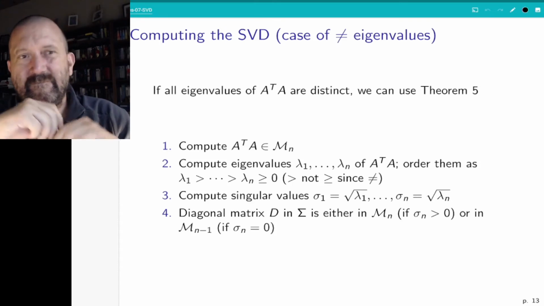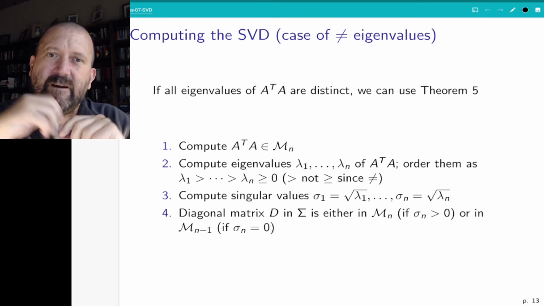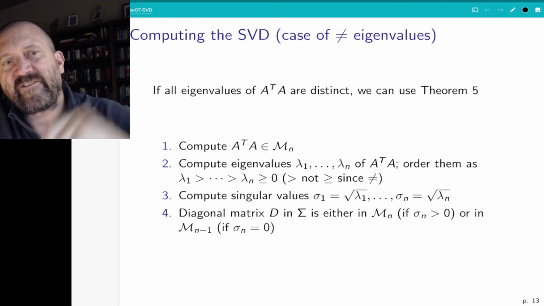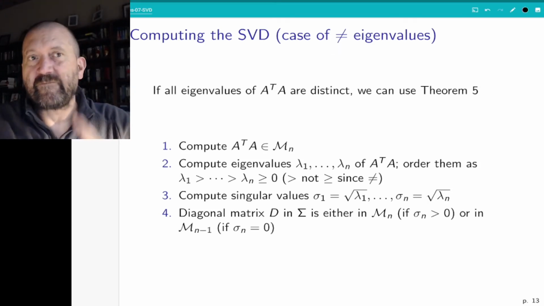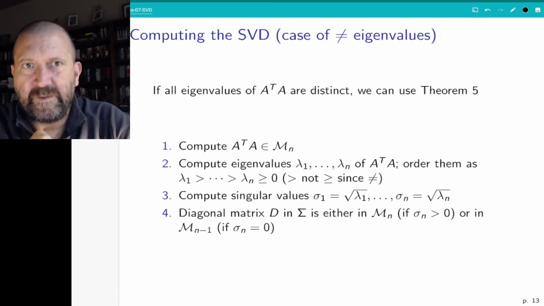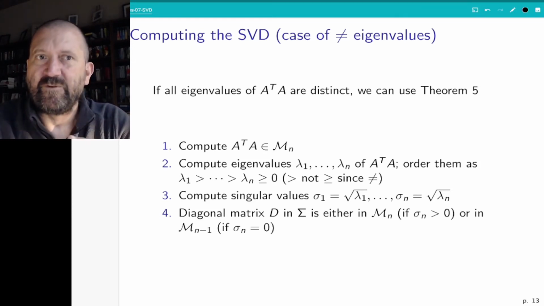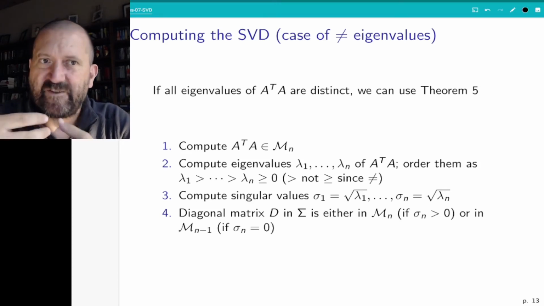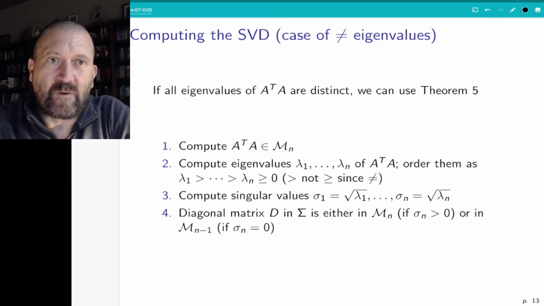So how do we use this to compute the singular value decomposition? And I'll stress again that this is in the case of distinct eigenvalues. If all the eigenvalues are distinct, we can use this theorem, and we will be using it soon. So the procedure for computing the SVD in this case is the following. You're given a matrix A. First thing you do is compute A transpose times A. That's an n by n square symmetric matrix. You compute the eigenvalues, lambda 1 to lambda n, of this square symmetric matrix.